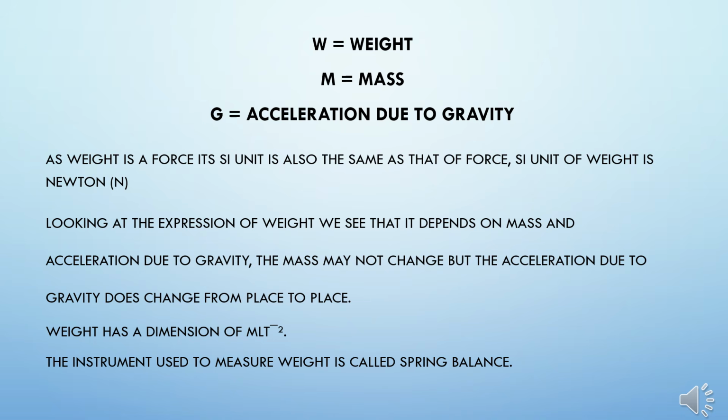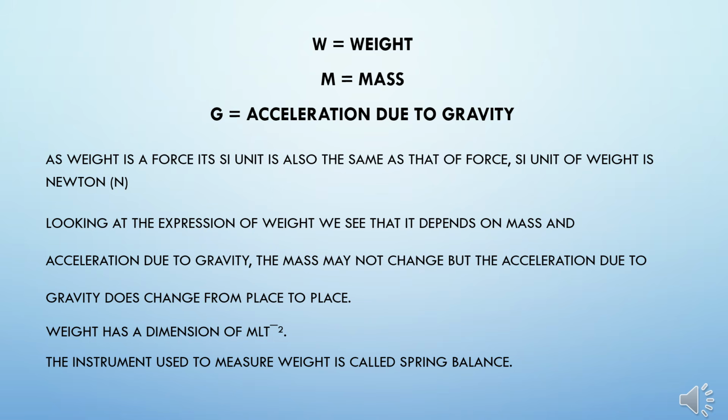Looking at the mathematical expression, let's check the relation. Weight depends on what? Mass and acceleration due to gravity. So mass may not change, but at a certain point or location in the universe, acceleration due to gravity does change. And so see, the weight of an object can change from place to place due to the change in acceleration due to gravity at different locations.